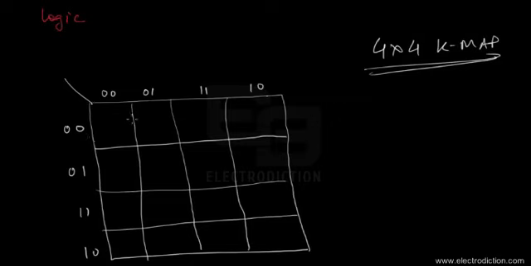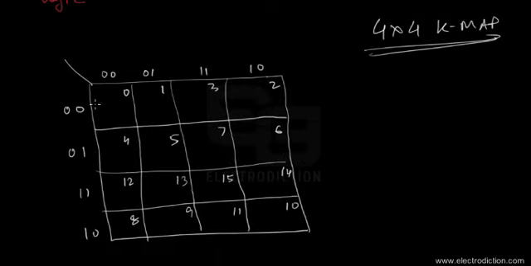All right, now the cell numbers: 0, 1, 2, 3, 4, 5, 6 and 7. Then comes 8, 9, 10 and 11, and then 12, 13, 14 and 15 finally. Now you can see that the rows and the columns are designated with 2 variable values each, so it's going to be a 4 variable K-map. For the rows let's take the variables AB, and for the columns let's take them as CD. That's better. Now let's take a look at the function.